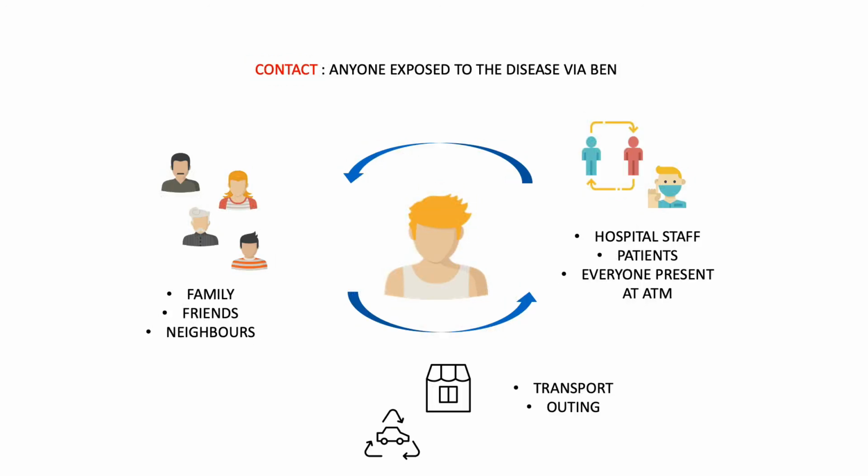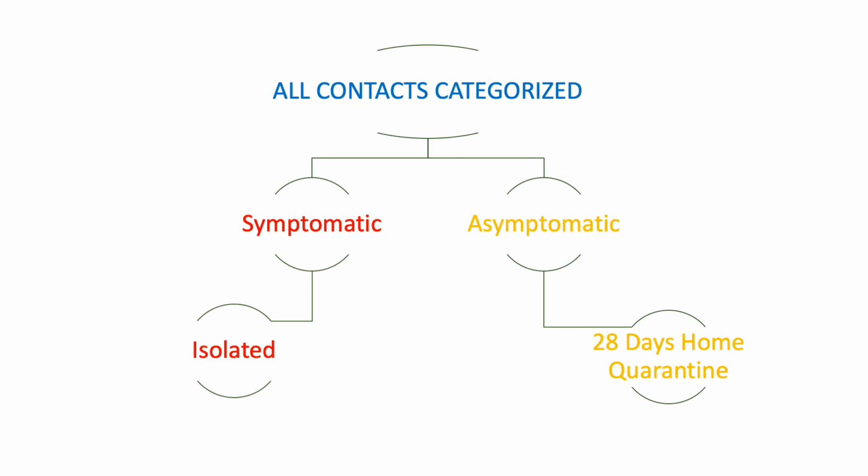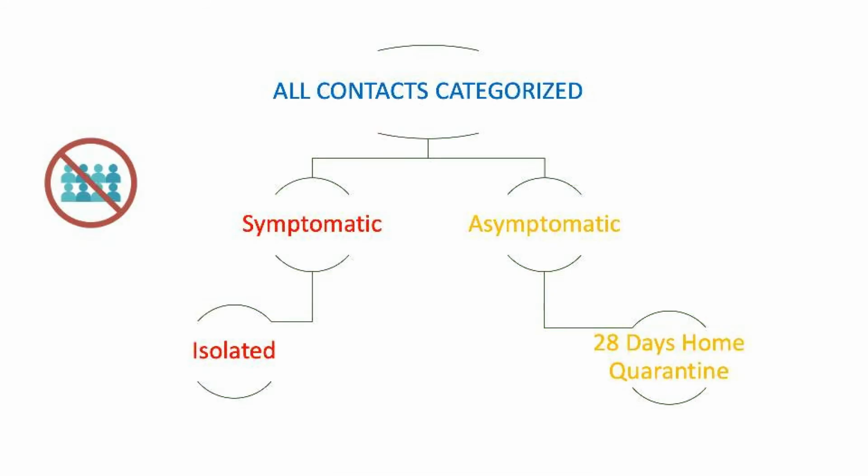A list of all these contacts is maintained and classified. We classify them into two types. They could either be symptomatic or asymptomatic. A symptomatic case is anybody who is a known contact who has signs and symptoms of COVID-19. They are kept in isolation and their samples sent for further testing. The asymptomatic contact is someone who is a known contact but has no signs of COVID-19 yet. He is advised to stay in home quarantine for the next 28 days.